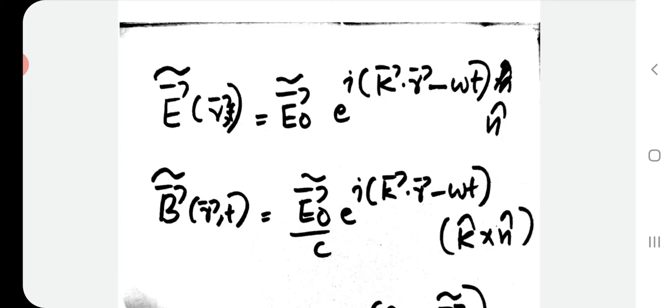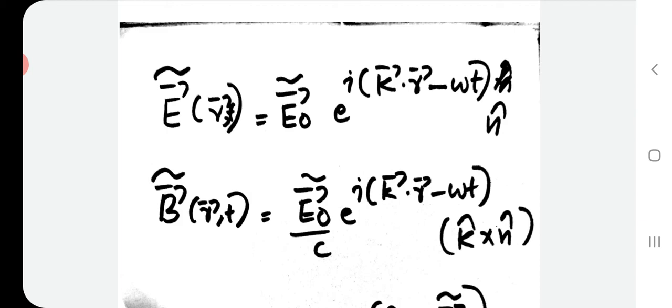Of course, it is perpendicular to k. k is the direction in which the wave is advancing. n is a unit vector perpendicular to k, and it is the direction in which the electric field is varying.